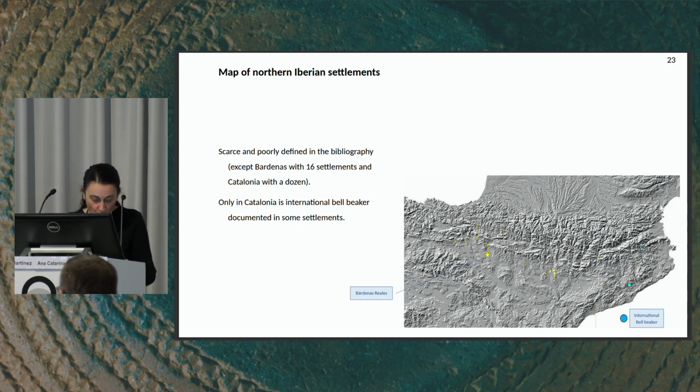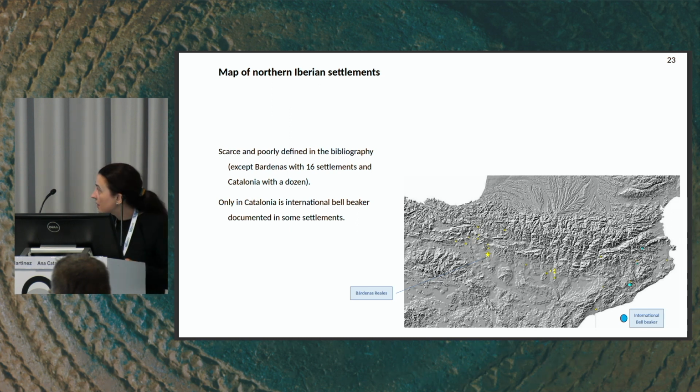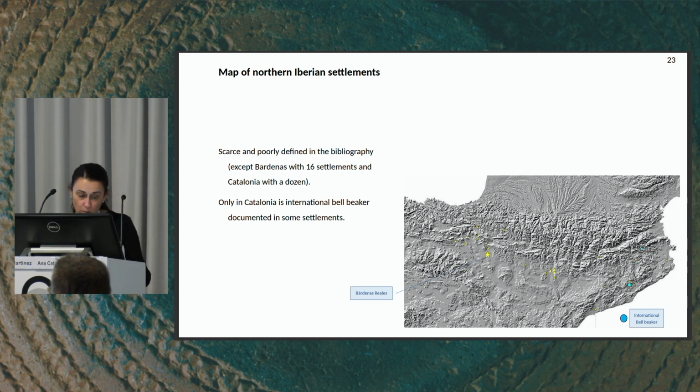There are a few settlements in the north and northwest, and they are scarcely published. The area of Bárdenas Reales in this part, or Catalonia, can be highlighted as areas of concentration of Beaker settlements, really, but I couldn't research more information about this. Really, it was very difficult for me to find information.